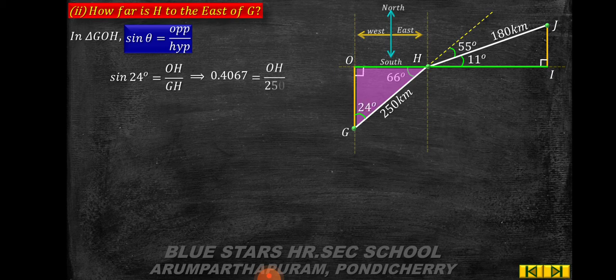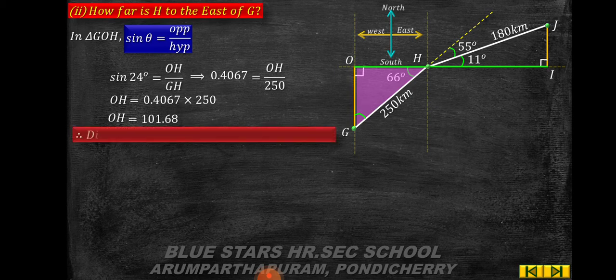0.4067, which is equal to OH by 250. So OH is equal to 0.4067 into 250. OH is equal to 101.68. Therefore, the distance of H to the east of G is equal to 101.68 kilometer.